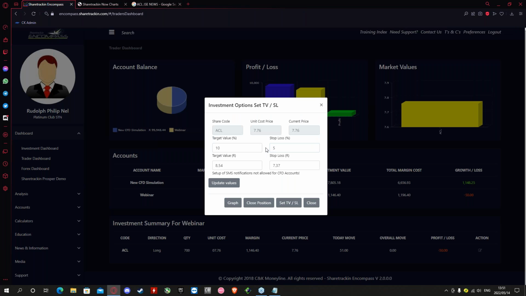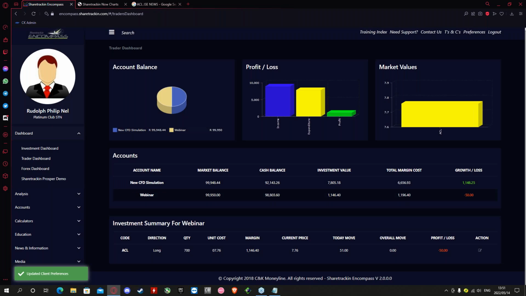Okay, so always remember 5% to 7% is more than enough for a CFD. Okay, don't go too high as well, because I mean 10%, I mean 500 Rand or 5,000 Rand. Okay, so 5% stop loss to 7% is more than enough. Okay, just click on update values and it will update to that stop loss for you. But as I said, it's not really going to do anything as of yet.